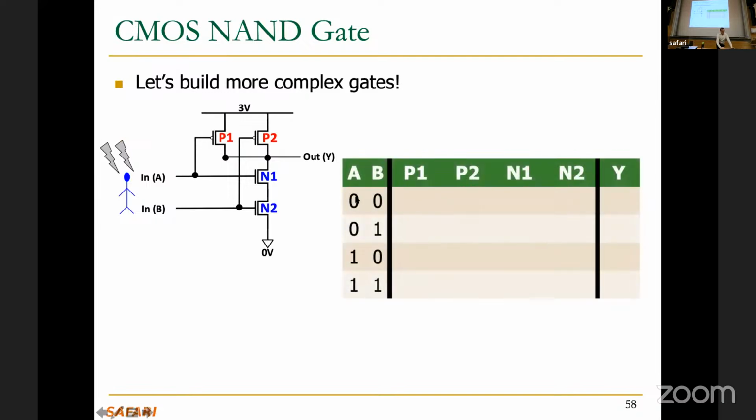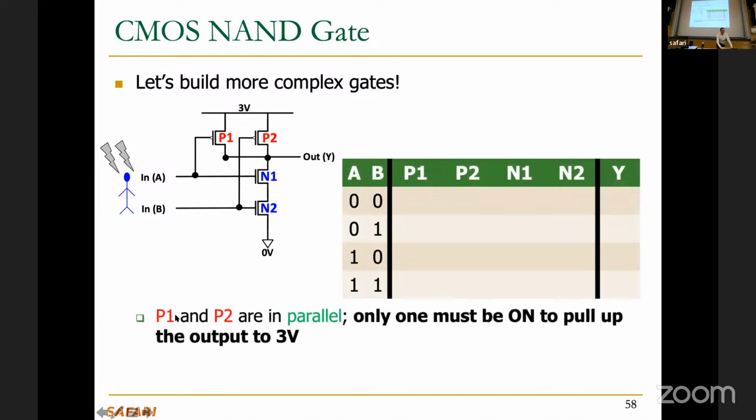It's more complicated. Now, if A and B are both 0, so basically, if you think about it, P1 and P2 are in parallel. Only one of them must be on to pull up the output to 3 volts, right? So if A and B are both 0, both P1 and P2 are on, right?